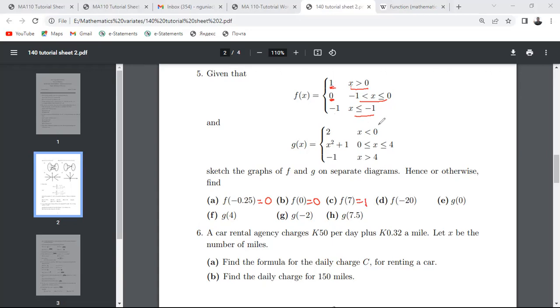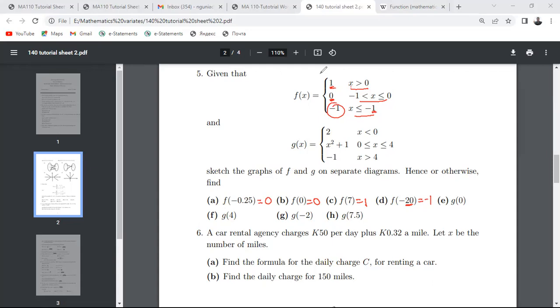Then for D, -20 is less than -1. So for -20, it will be -1 because x is less than -1. So that -20 here is less than -1, so it is -1. Then G is 0. Oh, that was just F. So F ends there. Then for G, we can have the graph there. And we'll do well, of course.